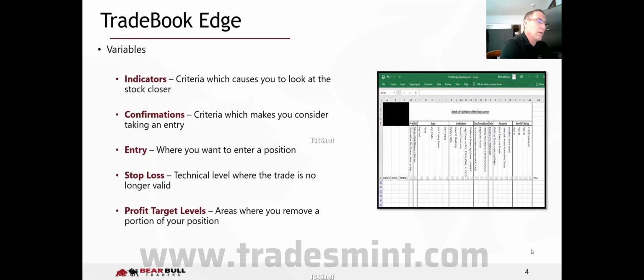Then, of course, you want to identify where you're looking to remove a portion of your position. It can be moving averages, it can be dollar levels, it could be resistance levels, it could be pivot levels. There's many different areas, but you want to be able to identify what those are. The reason is that you want to be able to test your trade book edge to see if it does truly provide you with an ability to make money in the market. So how do we do that?